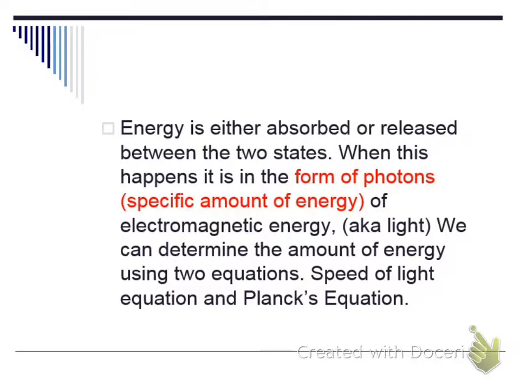All right, so we said this just now: energy is either absorbed or released between the two states. When this happens, it's in the form of photons. You have got to know photons, put a star by it, of electromagnetic energy, also known as light. We can determine the amount of energy using two equations, the speed of light equation and Planck's equation. So let's dive right into that.